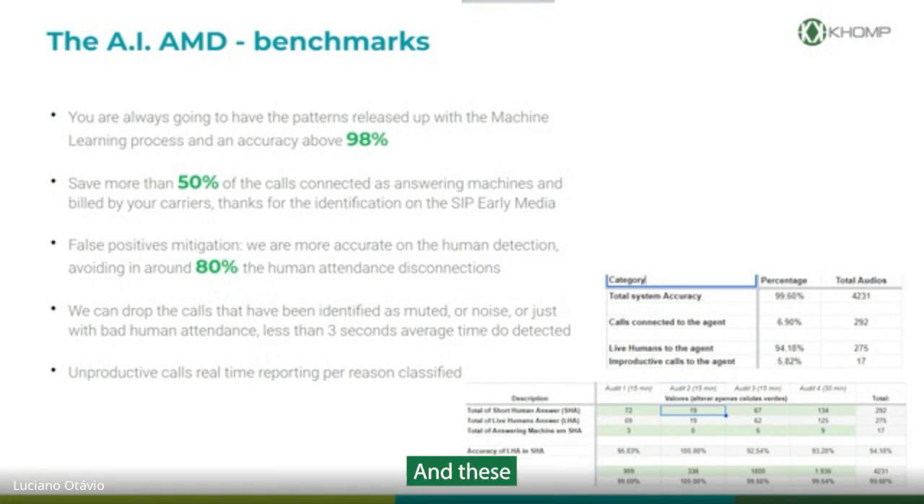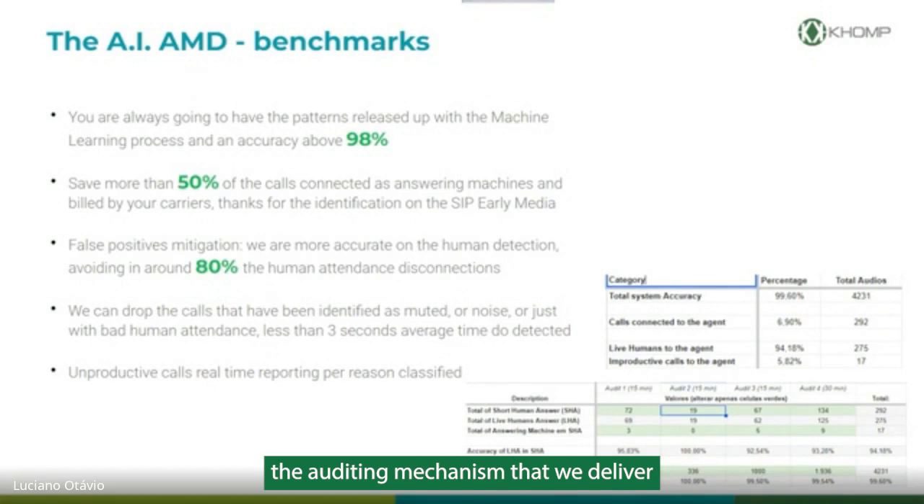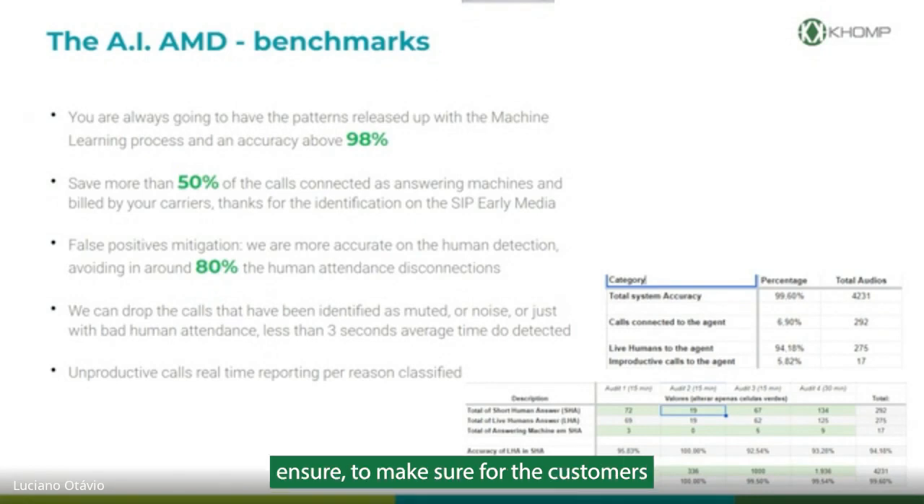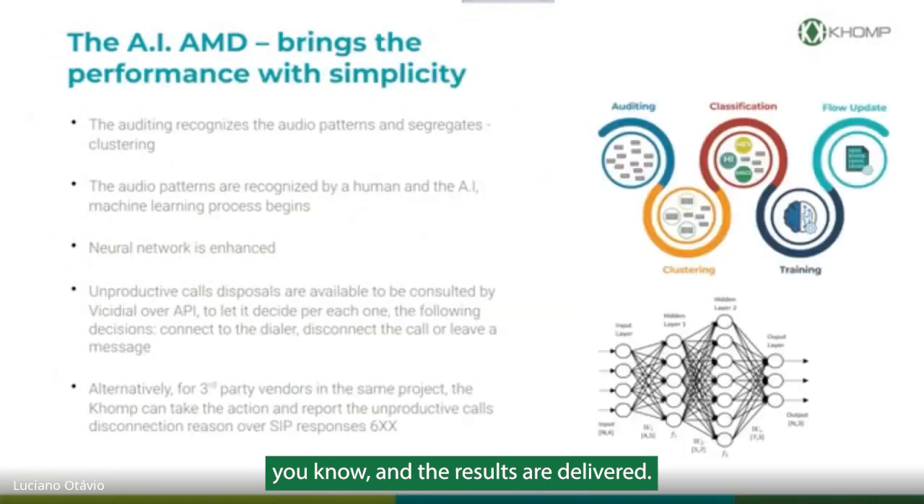And these cells of a spreadsheet that I put on the side represent the auditing mechanism that we deliver to check the accuracy of the system. Each deployment that we do, we make an accuracy checking in order to make sure for the customers that we are reaching what we are promising, and the results are delivered.